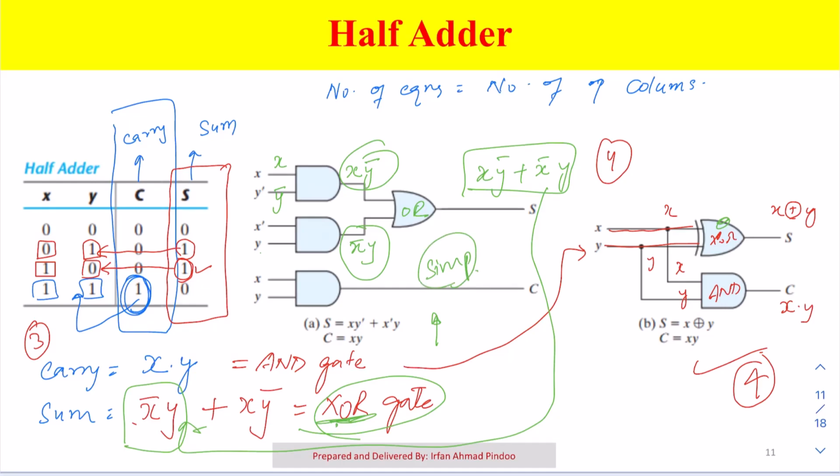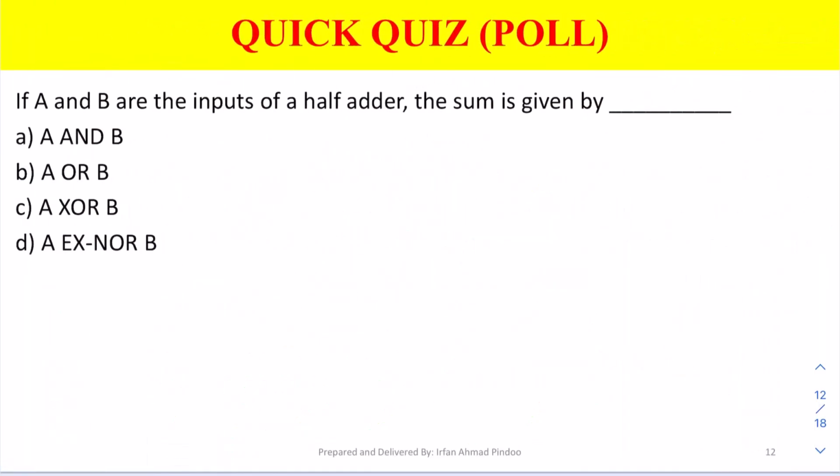This is directly using the XOR gate. So this is the only difference. But if you look at carry, both the diagrams are the same. So this completes our topic of half adder.